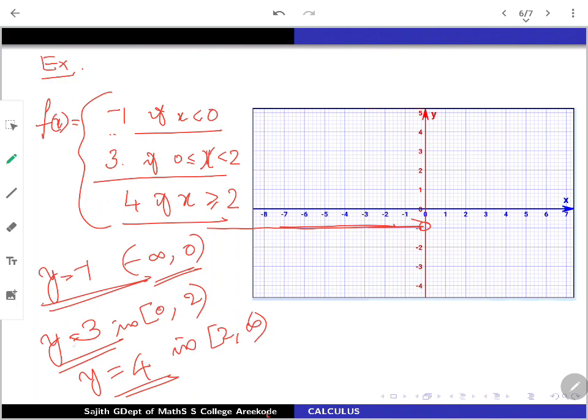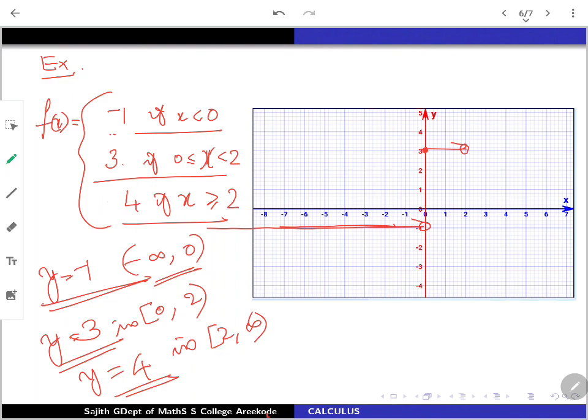Now y equals 3, it's again a constant function starting at 0, where the value is included as 3, then up to 2 I have to move. So I can move up to here. Once again at 2, I'm not taking the value from that evaluation, so I will again make a hole.